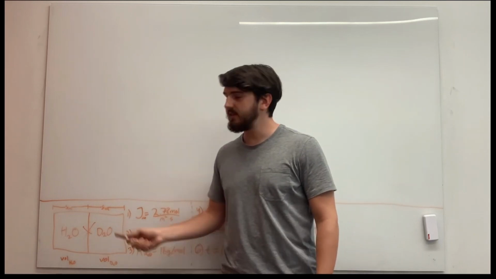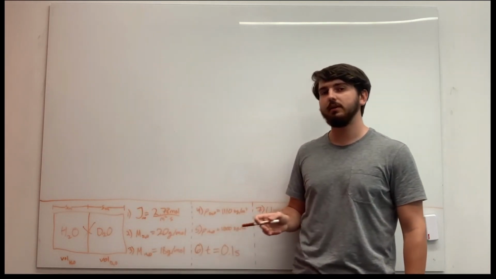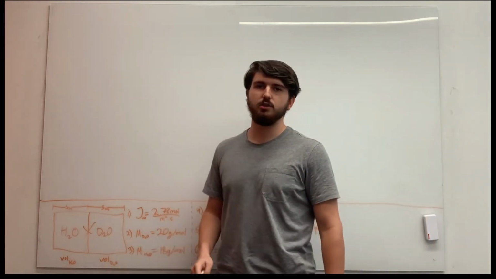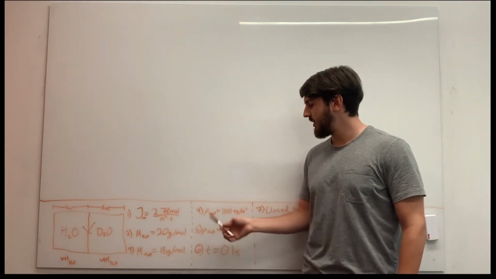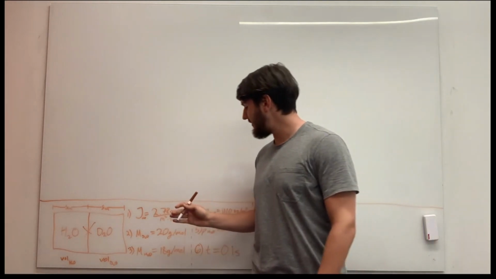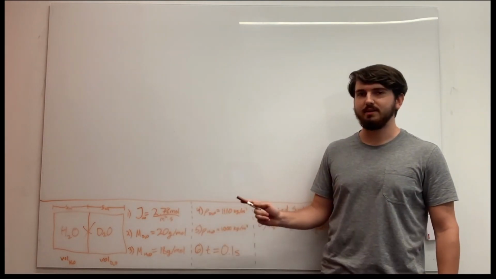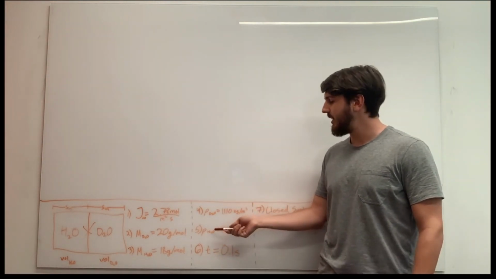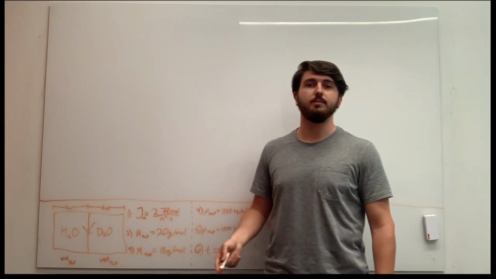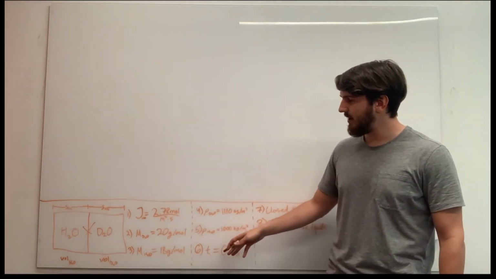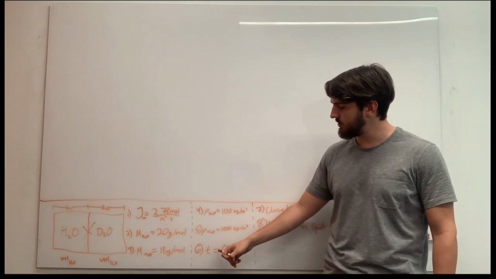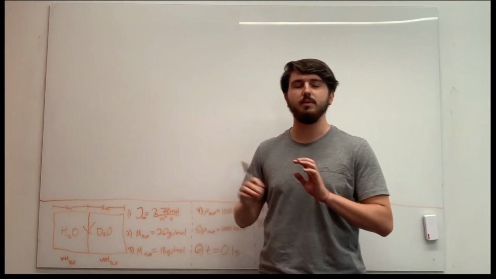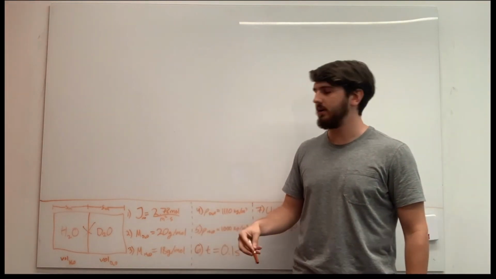We have the molecular weights of both D2O and H2O. The molecular weight of D2O is 20 grams per mole. The molecular weight of H2O is 18 grams per mole. We also have the densities of both of them. The density of D2O is 1,110 kilograms over meters cubed, and the density of water is 1,000 kilograms over meters cubed. Lastly, for the first two problems, we're going to assume that the time is 0.1 seconds, so it's almost immediately after the divider is broken.